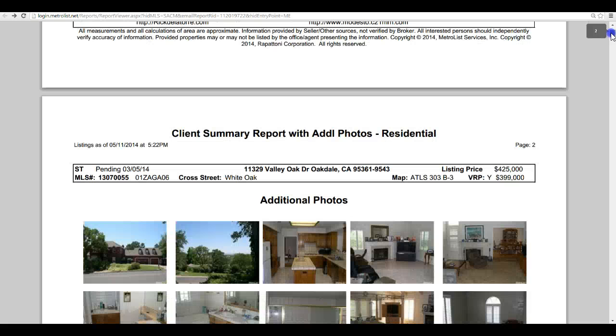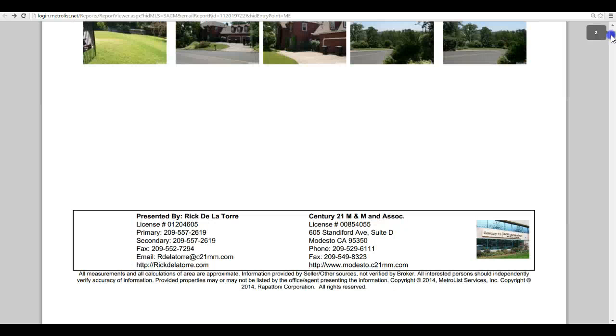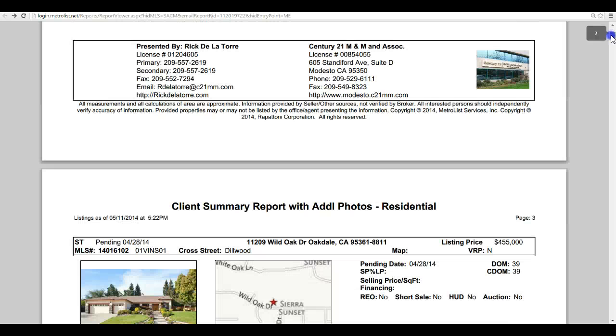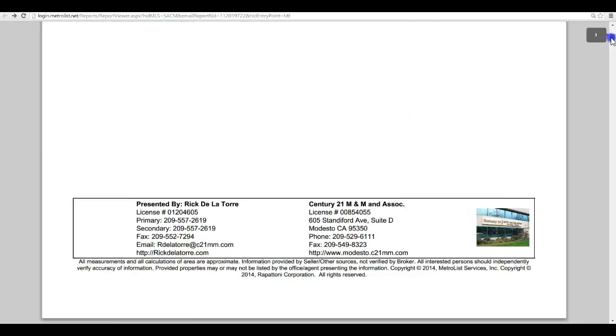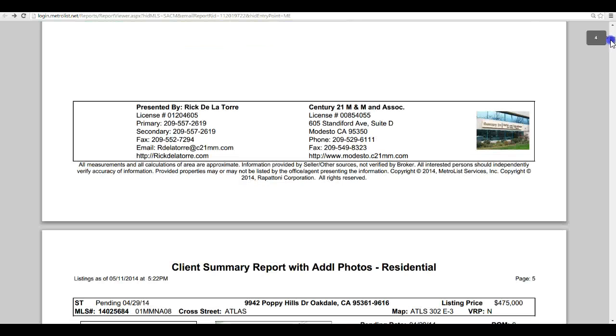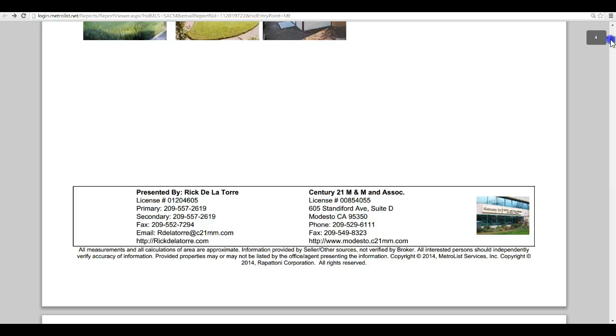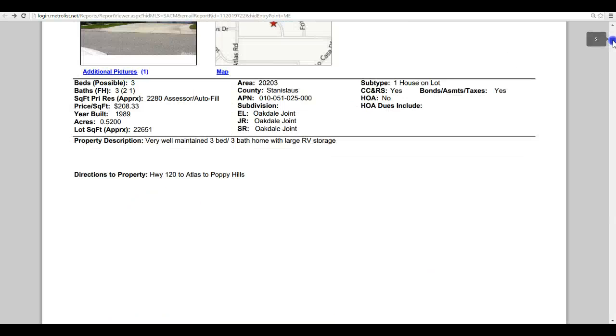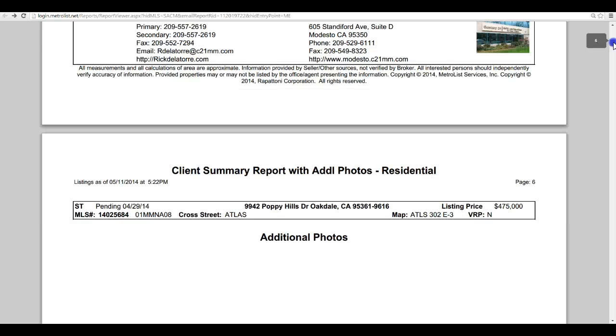This is pending, pending, pending, pending. So we don't care about pending because the sale may not go through. What we want to see is the sold, right? The sold.